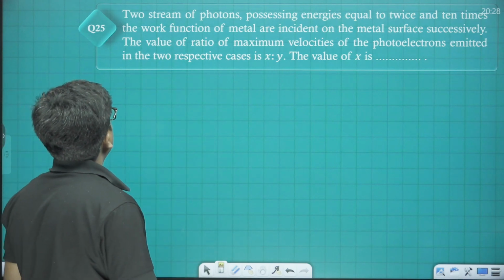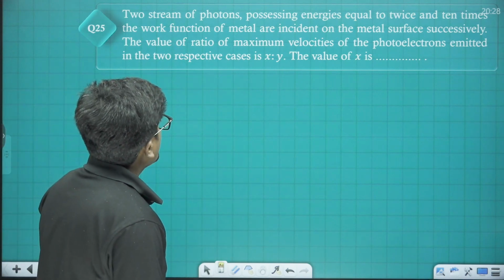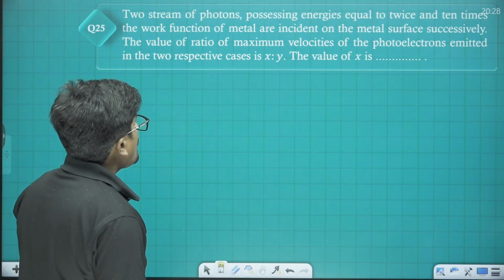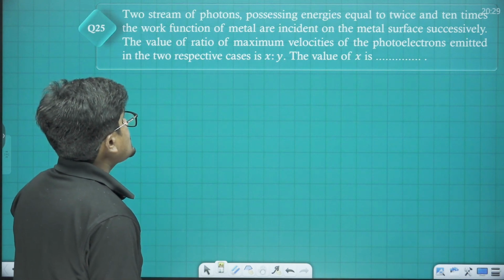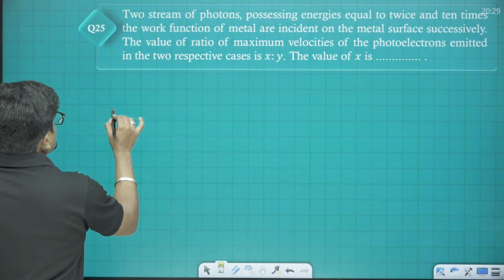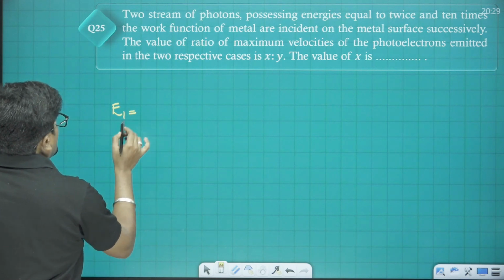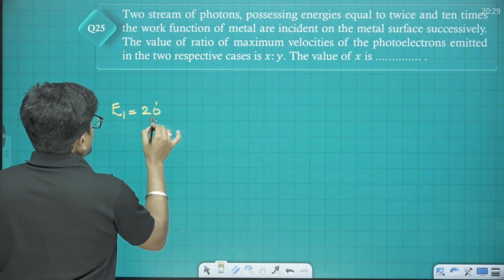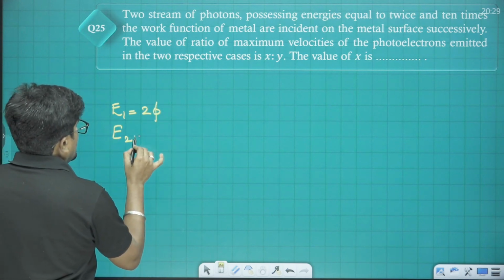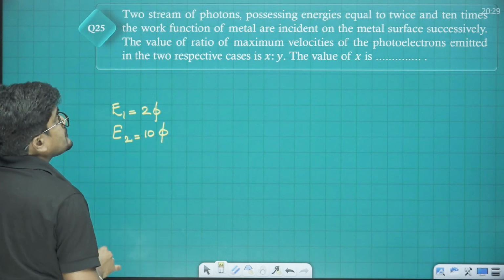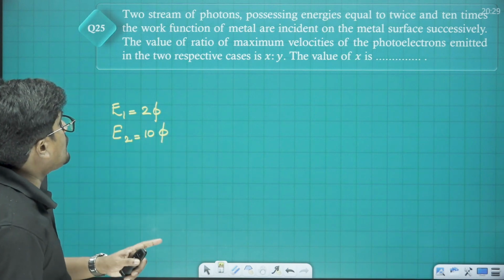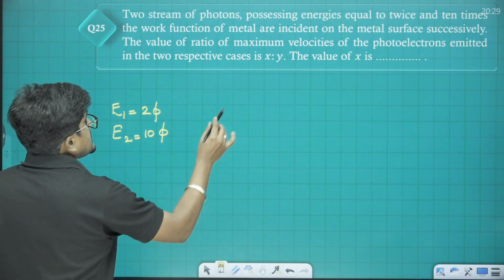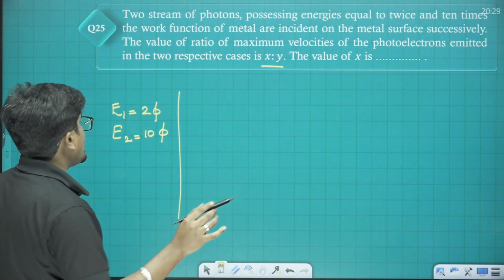Question number 25 says, two streams of photons possessing energies equal to twice and 10 times the work function of a metal are incident on the metal surface successively. All right. So the energy of the first photon is 2 times 5, and the energy of the second one is 10 times 5. The ratio of maximum kinetic energy of the photoelectrons emitted in the two cases is x is to y, then the value of x is.